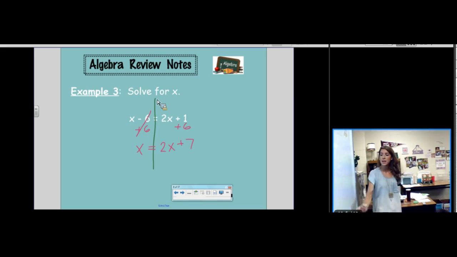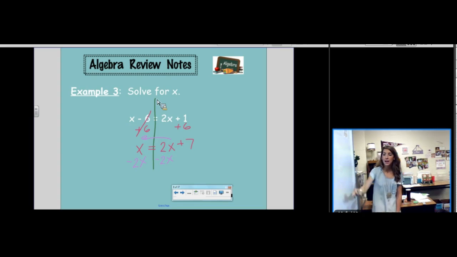What is the opposite of positive 2x? Negative 2x. Now, I would have maybe moved the 1 over and the x over, but this is not wrong. If I want to move this guy over here, I have to do the opposite of positive 2x. I have to do minus 2x, and whatever you do to one side, you must also do to the other.